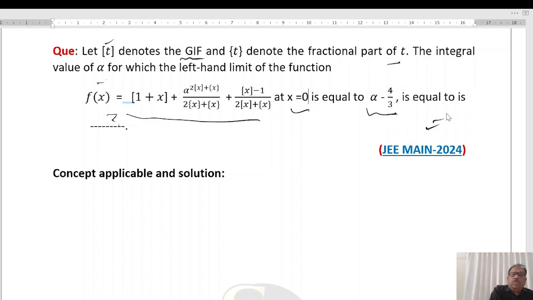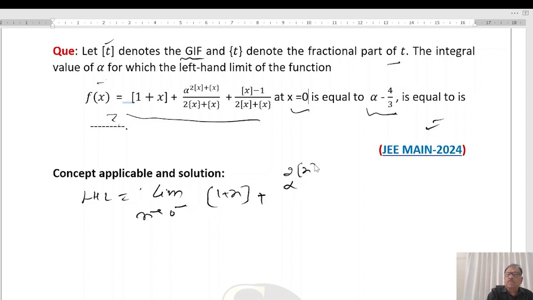According to the requirement of the question, we have to find the left hand limit. Limit x tends to 0 minus of 1 plus x plus alpha to the power twice greater integer function plus fractional part function, plus greater integer function minus 1, whole twice greater integer function plus this.